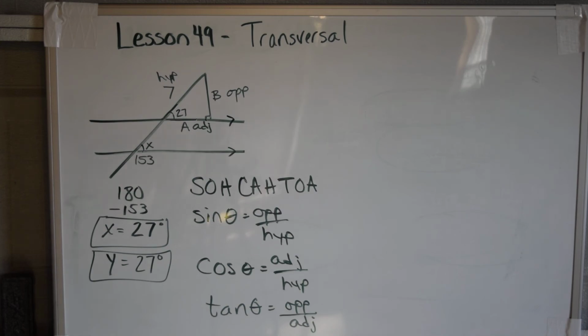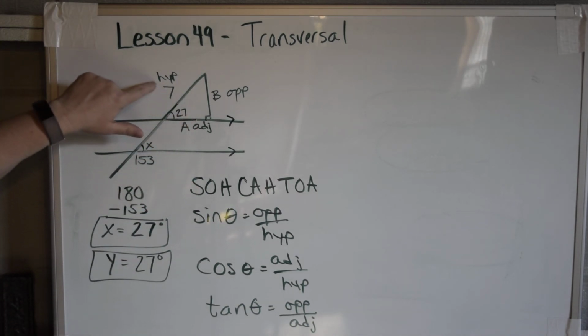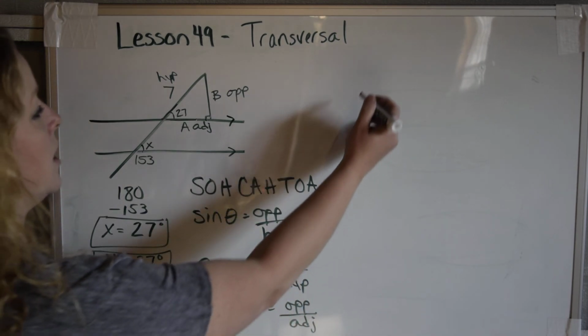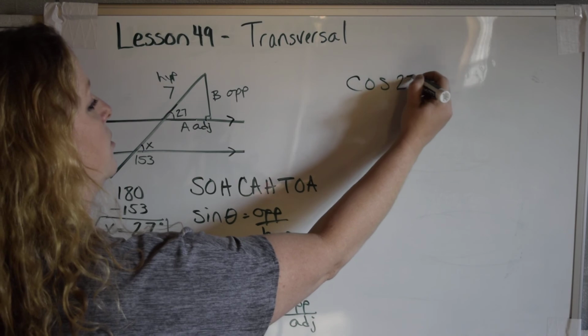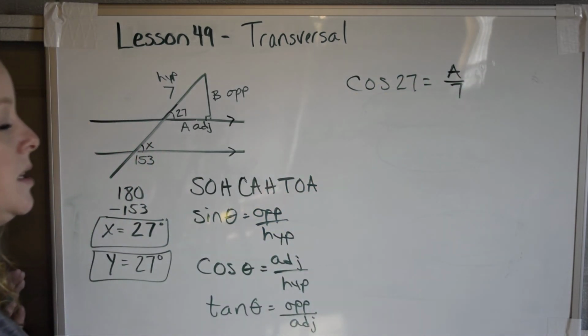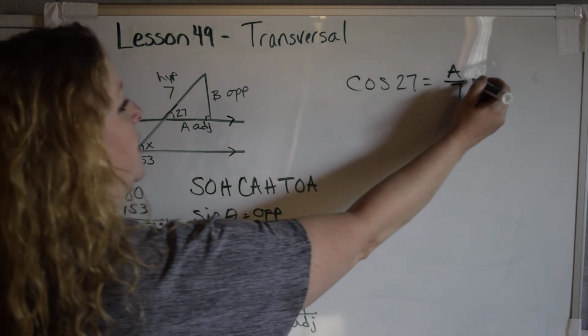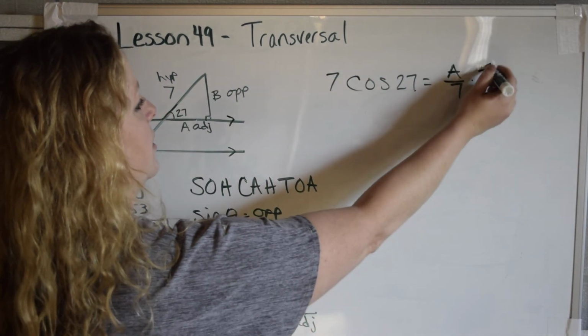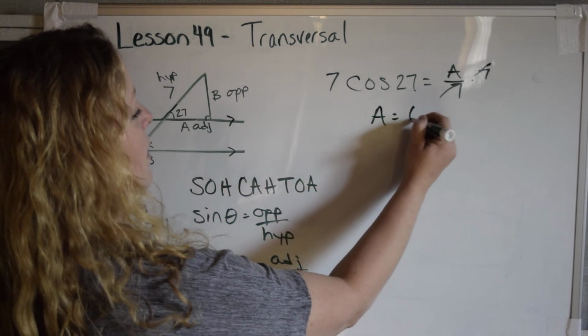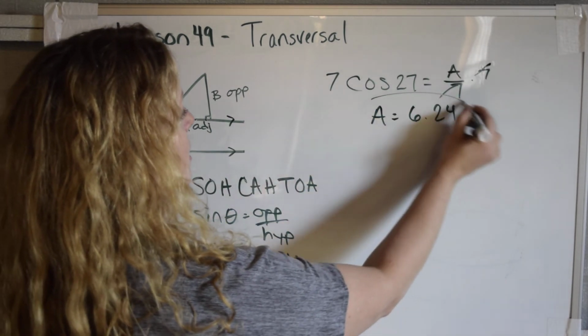Now we can find A. A is adjacent, and I know my hypotenuse. So adjacent over hypotenuse gives me cosine. Cosine of the angle of 27 is the adjacent side over the hypotenuse. We're going to multiply by 7 to get A by itself. And then on our calculator, we're going to want to type in 7 cosine 27, which is 6.24. And we're rounding to 2 decimal places.